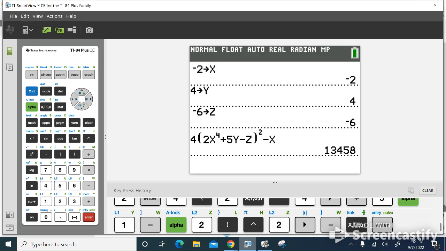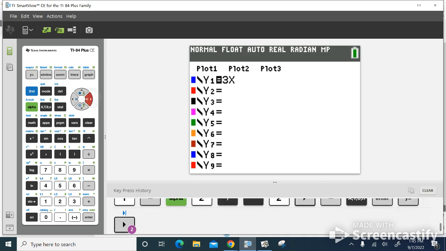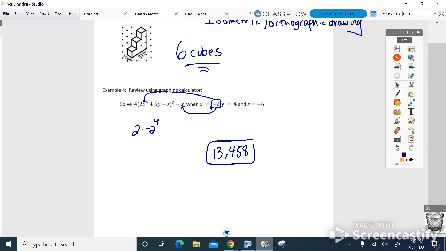Last thing, remember you guys used to go to Y equals and maybe graph something like 3X minus 2 last year? That has no effect. It's not going to plug anything in there when you graph. So it has no effect on what you have stored in there. All right? So nice little trick you can use on the homework tonight.